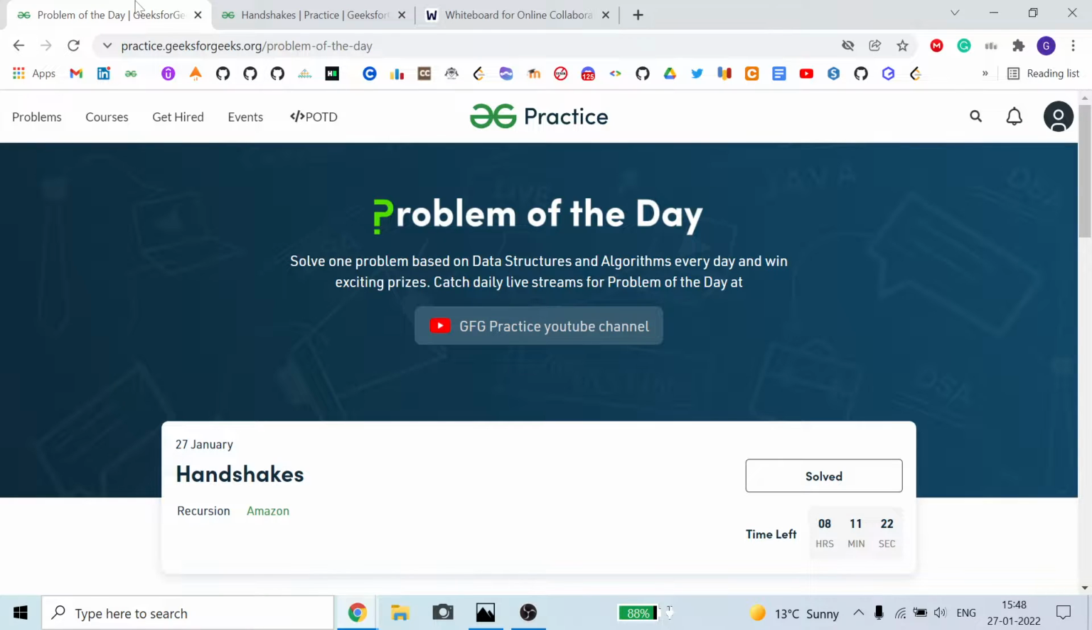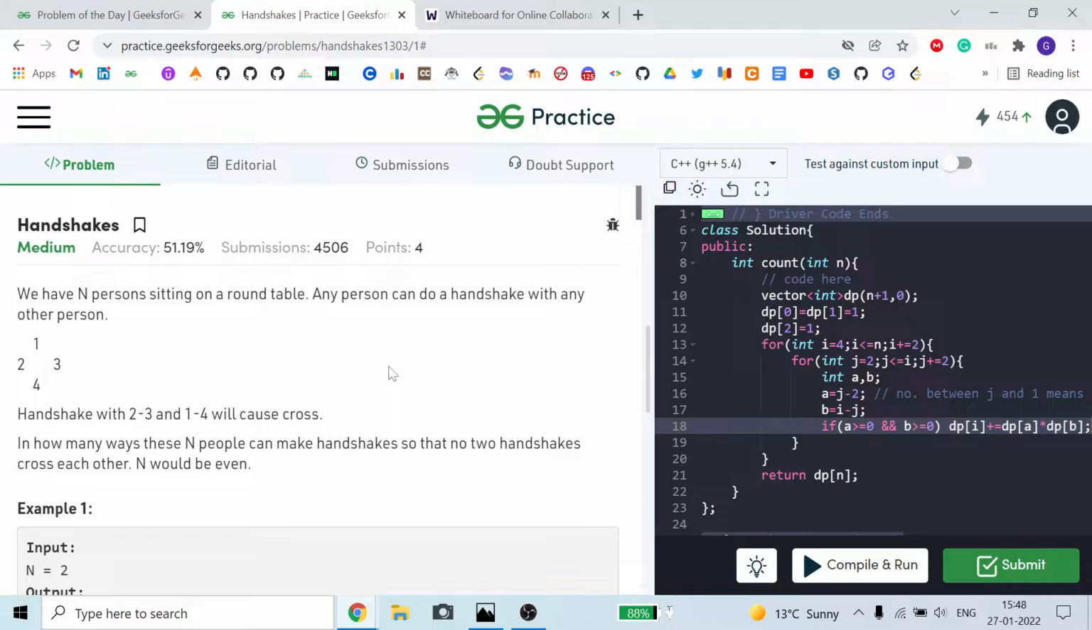Today we are going to discuss this GFG problem of the day, handshakes. Moving to the problem, what are we given? We are given n persons sitting at a circular table, or we can say a round table, and any person can do a handshake with any person. Like a person X can handshake with any person Y.